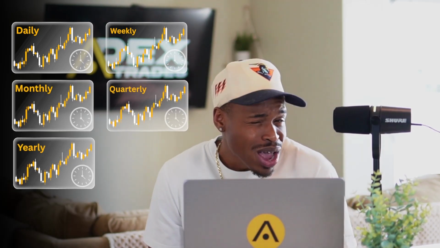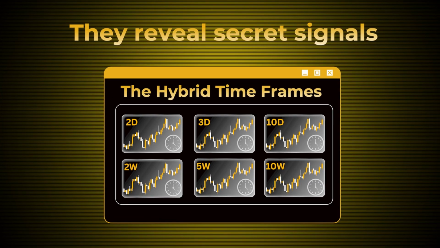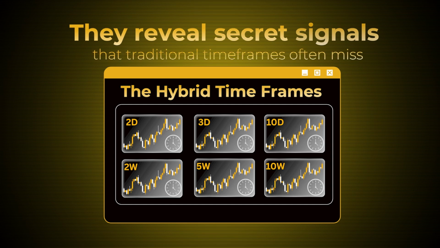You already know about the 5 major time frame periods to create our bias or base our analysis from: the daily, the weekly, the monthly, the quarterly, and the yearly time frames. But have you ever looked at the 2-day chart, the 3-day time frame, or the 10-day? Or what about the 2-week and even the 5-week charts? These aren't just random time frames. These are what I call the hybrid time frames, and they reveal secret signals that traditional time frames often miss.